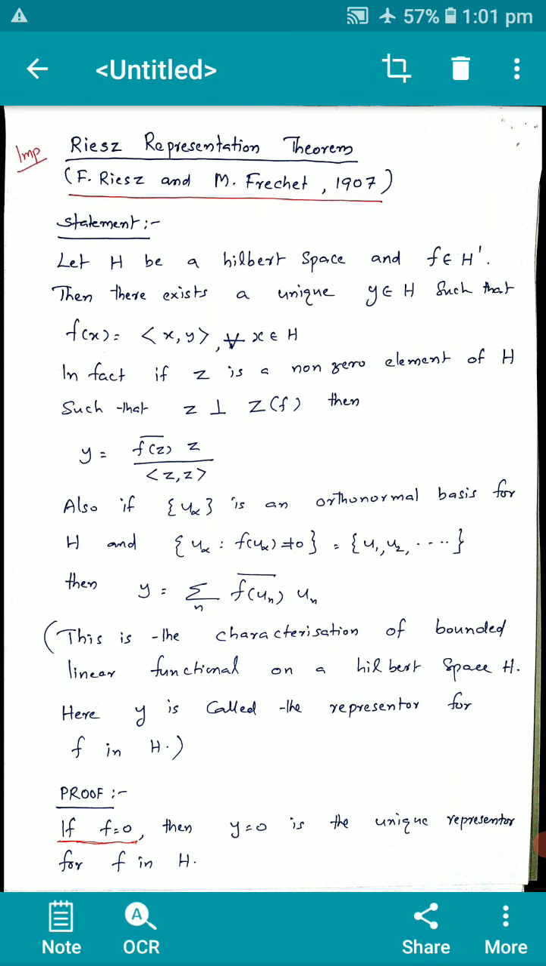Actually, we have discussed earlier that the projection theorem and the Rees representation theorem are the most important theorems in this section. This Rees representation theorem was introduced in 1907 by F. Rees and M. Fresh, and the theorem we are going to prove in these 5 pages.